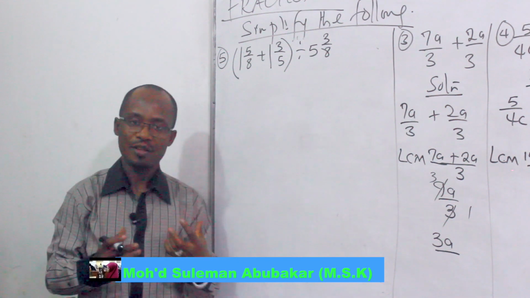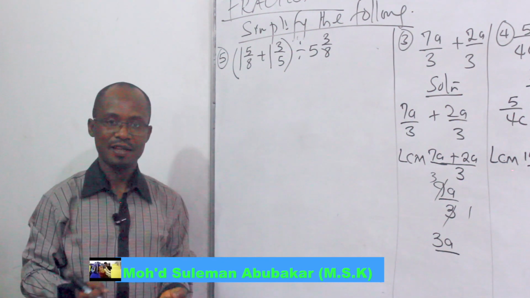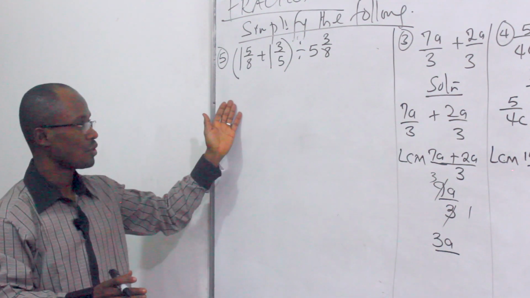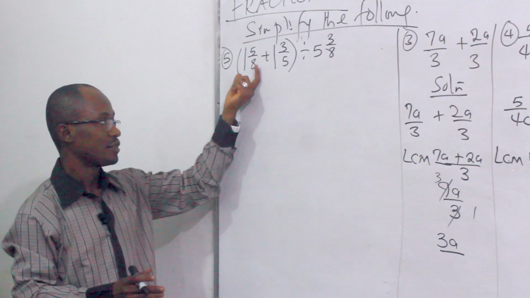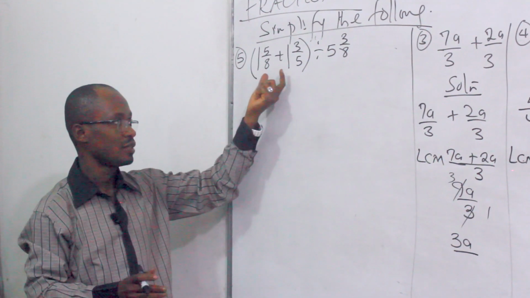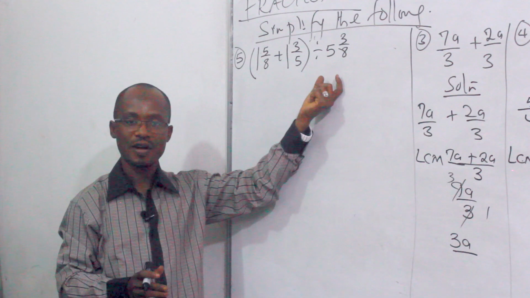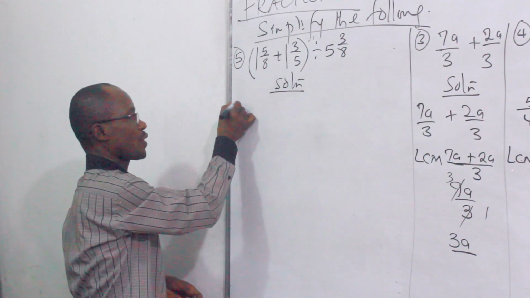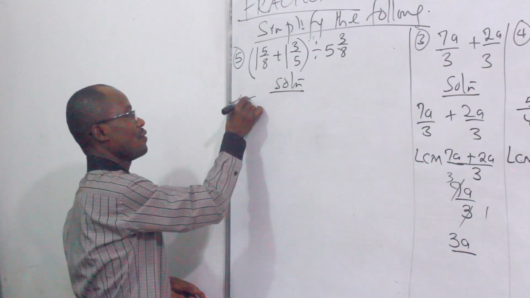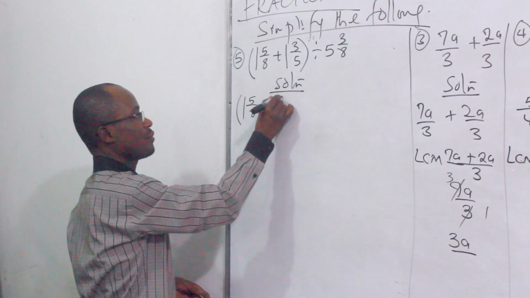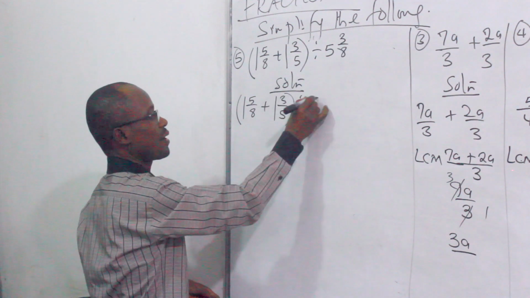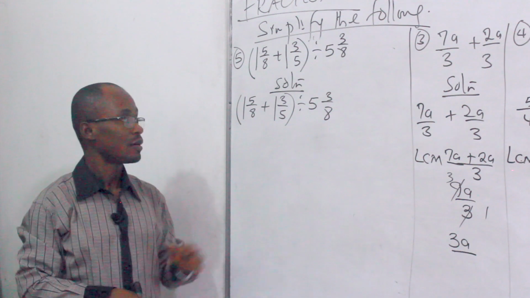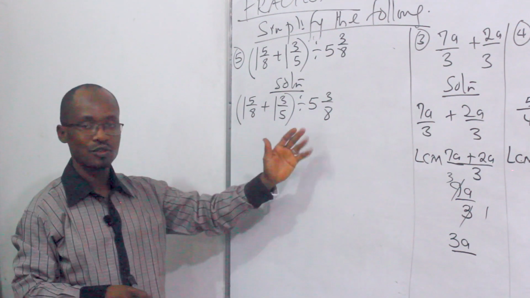Alright, remember always the basic, identify. Don't just start simplification without identifying the question. This question is on simplification of fractions. This fraction consists of a mixed fraction. This is another mixed fraction. This is another mixed fraction. So you'll be expected to convert all the mixed fractions to improper fractions first. You have 1 whole number 5 over 8 plus 1 whole number 3 over 5 divided by 5 whole number 3 over 8. So the first mark will be given to a student that is able to convert all the mixed fractions to improper fractions.